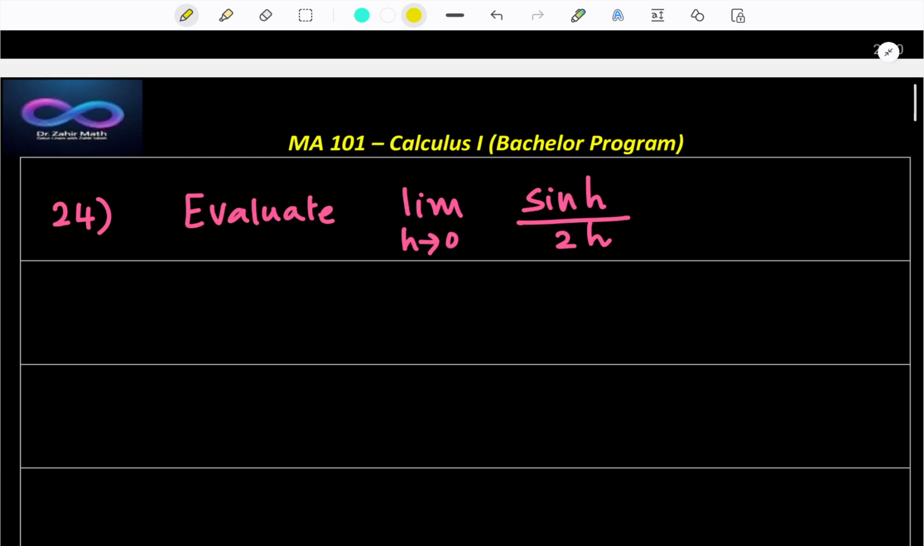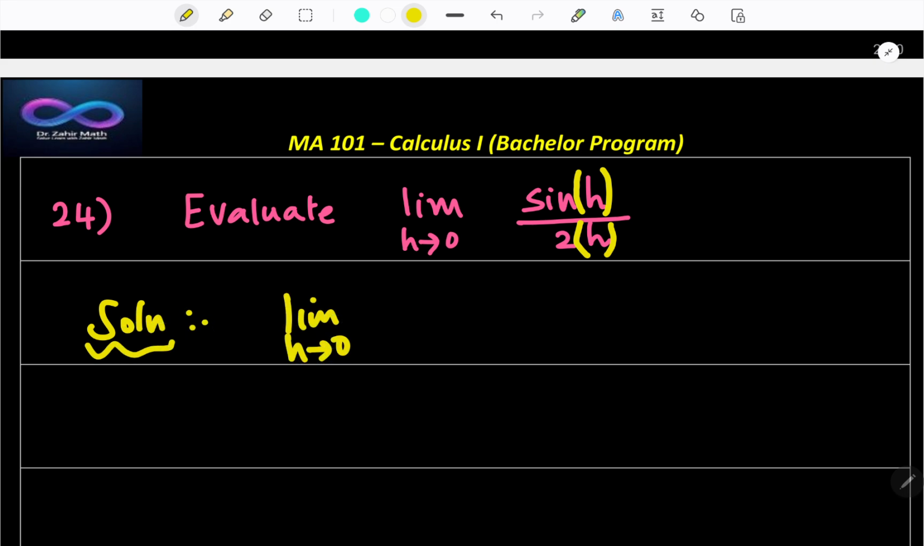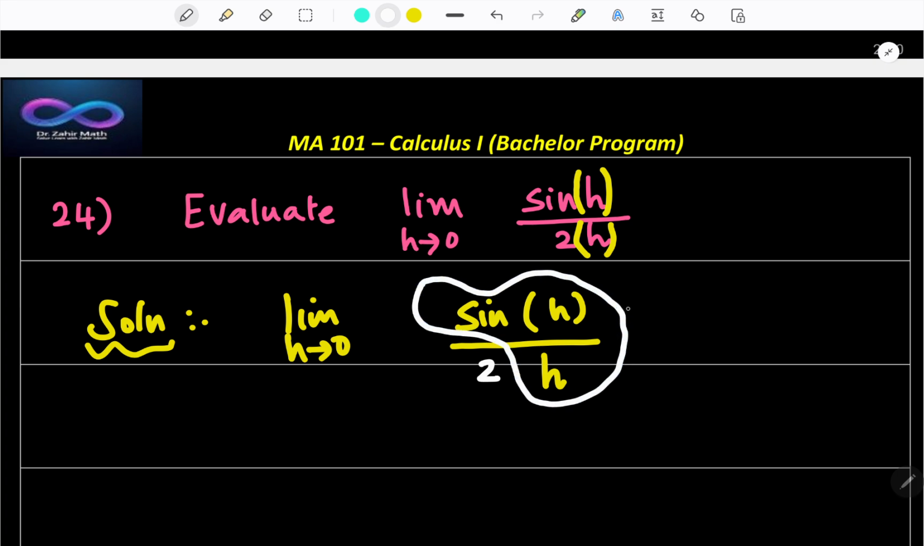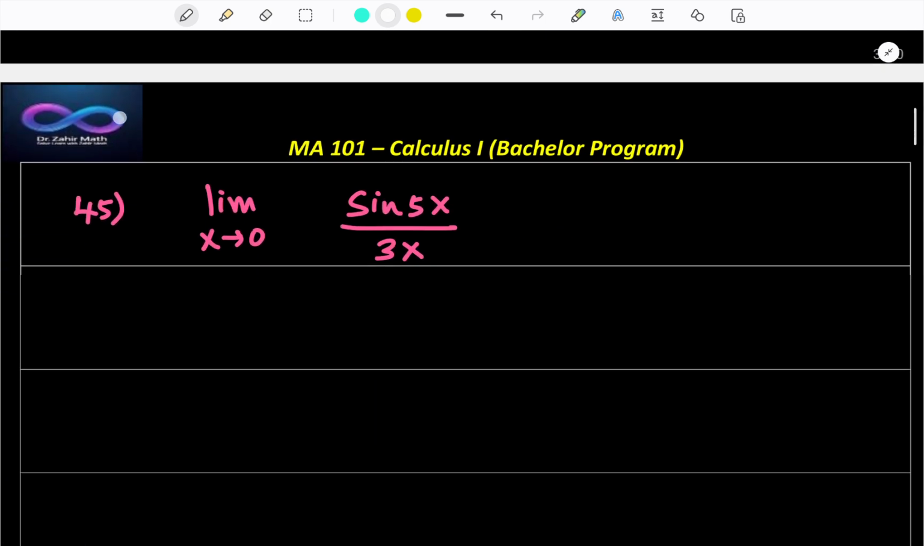Limit h tends to 0, sine h divided by 2h, right? So let's go to the solution. Limit h tends to 0, sine h, the angle is h, divided by this h. Already h is there, and this 2 is extra. So limit h tends to 0, sine h divided by h is equal to 1. So therefore, 1 by 2 is your answer. This 2 is coming over here, because I didn't do any arrangement here. Let's go to the next question.